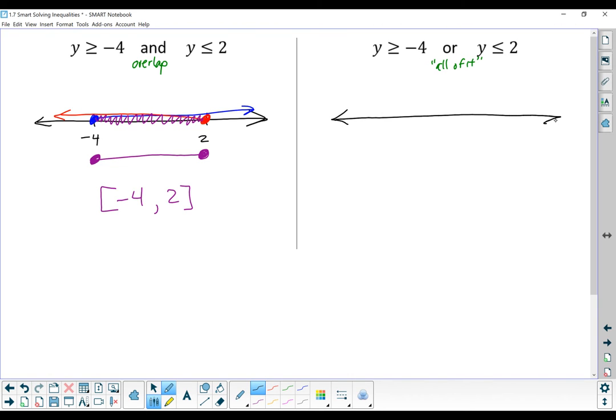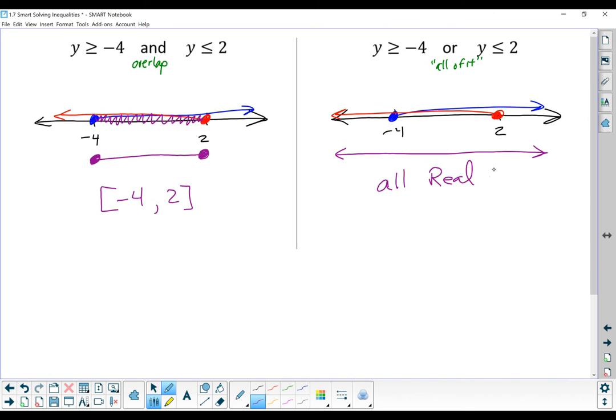Okay, last scenario here. Again, this is the same graph as what we just looked at, but this time we are thinking about the union. The union means that we want to take all of it. Everywhere that the graph is drawn is part of our answer. Well, if you think about it, that means the whole entire number line is covered by those two pieces. So in this case, the solution is everything, all real numbers. Or if you did need to write it in interval notation, it would be from negative infinity to positive infinity.